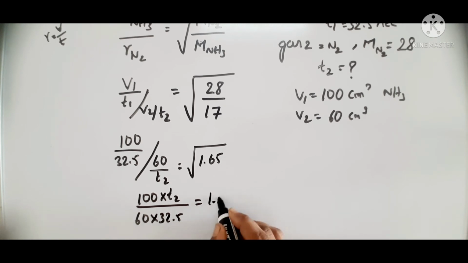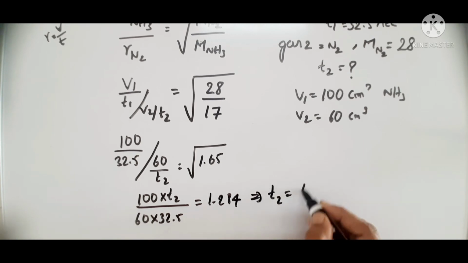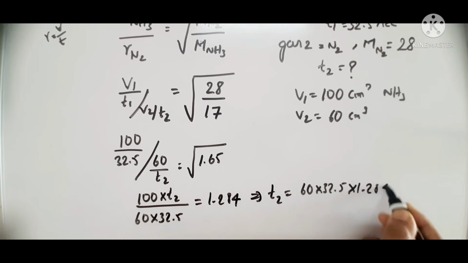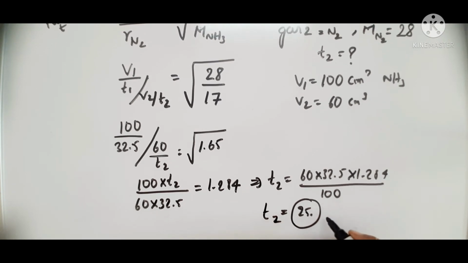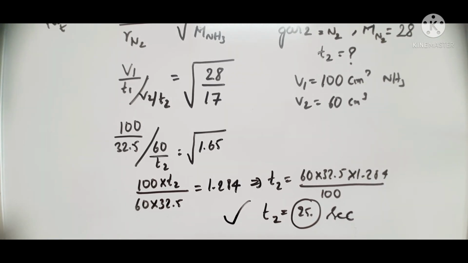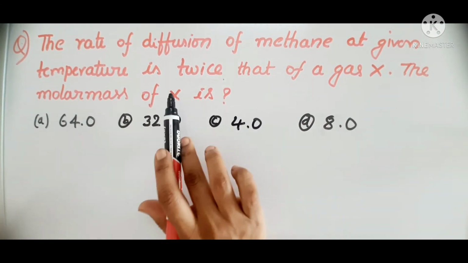1.284, which implies T2 equal to 60 into 32.5 into 1.284 divided by 100. You will have 25.04. You can write 25. What is this? Time taken for the diffusion of N2 at same conditions, 25 seconds. Answer is 25 seconds.